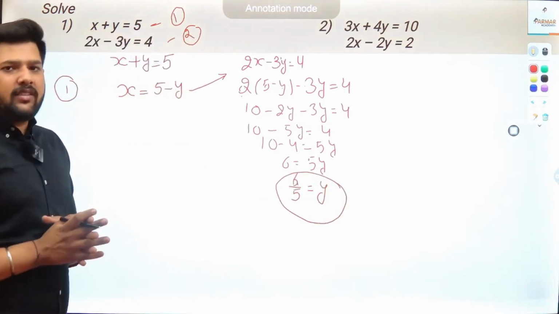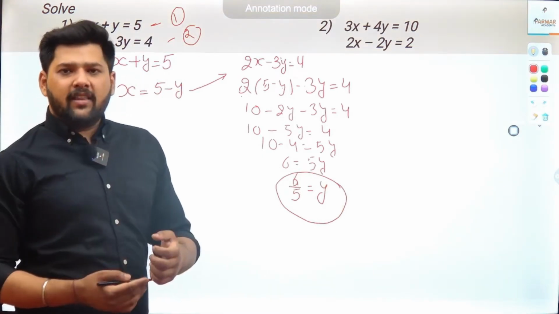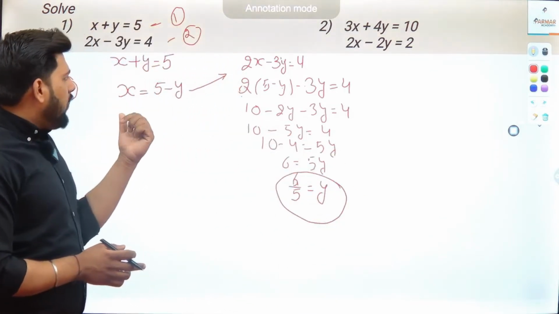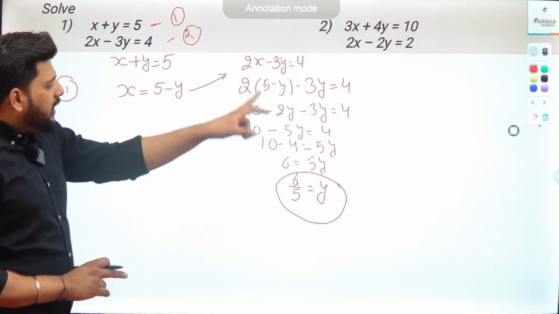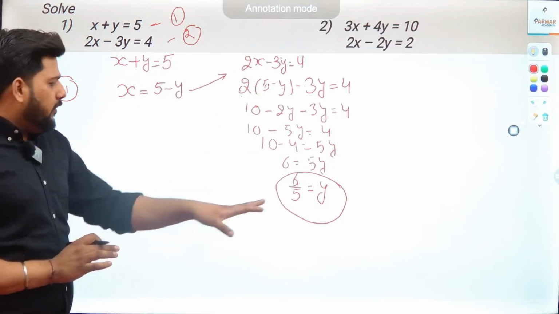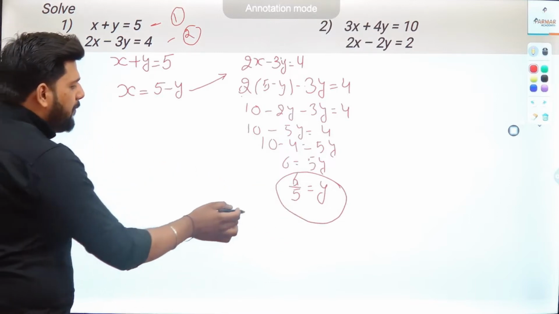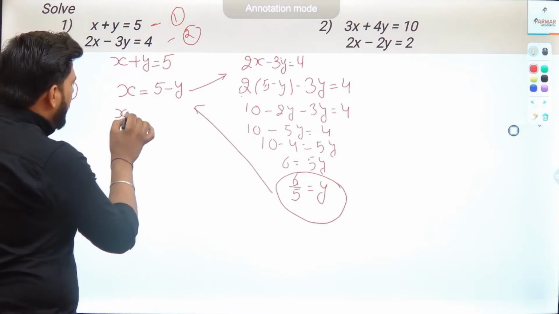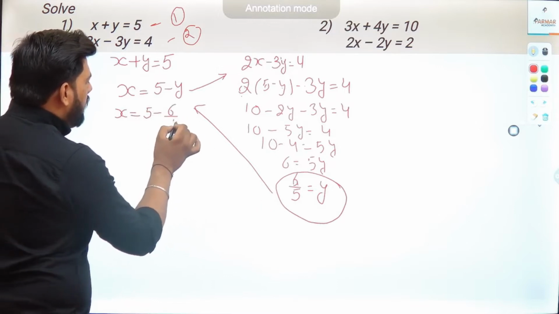So, what is the first step? I will repeat. The first step is, from the first equation we have to find the value of x or y. When we have the value of x or y, we will substitute that value in equation number 2. From there we will get the value of one variable. We will get the value of y, that is 6 by 5. Again put that value in this equation. So, we will get x is equal to 5 minus y, that is 6 upon 5.